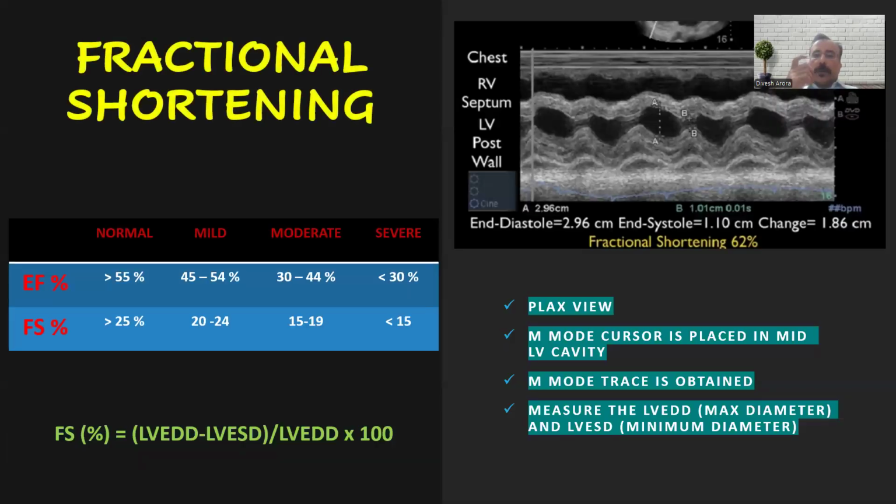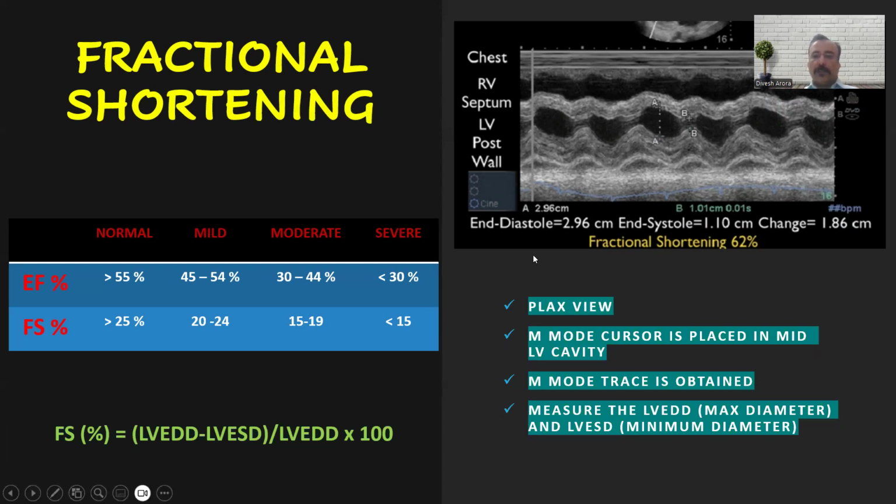Now coming on to another modality which is used to estimate the ejection fraction quantitatively is the fractional shortening. This also is used by cardiologists, and if you have gone through the echo reports by cardiologists in detail, they refer to EF as well as fractional shortening. So how do we get fractional shortening?